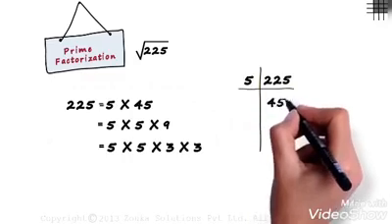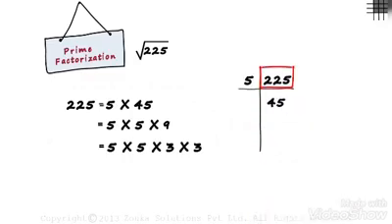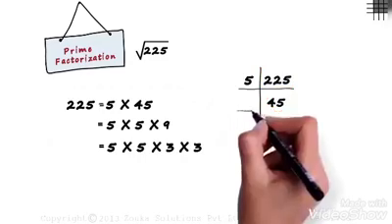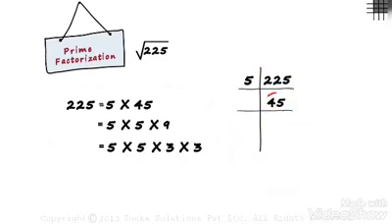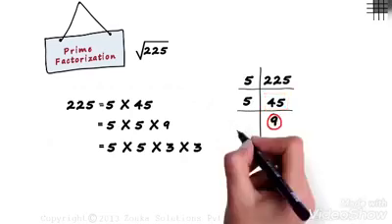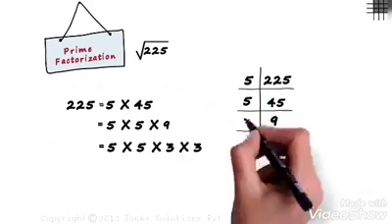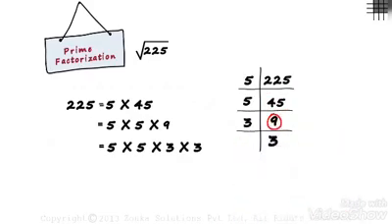5 multiplied by 45 gives us 225. 45 is not prime. Hence, we continue with this process. 45 is also divisible by 5. Hence, we write a 5 here. And 5 multiplied by 9 gives us 45. 9 is not prime, and we can say that 3 multiplied by 3 equals 9. That's where we stop, when we get a prime factor here.